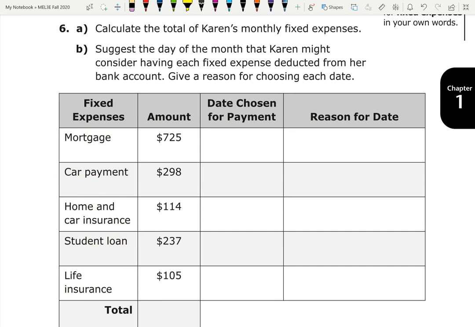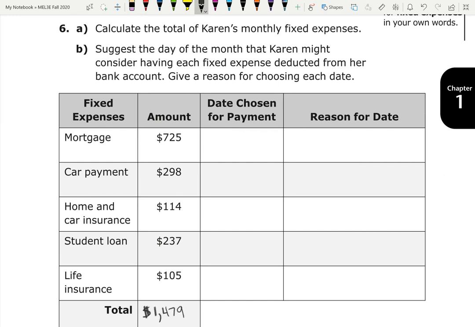Okay, so let's calculate her total fixed expenses for the month. What we're going to do is take this column and add it all up to see how much she is paying each month according to her fixed expenses.